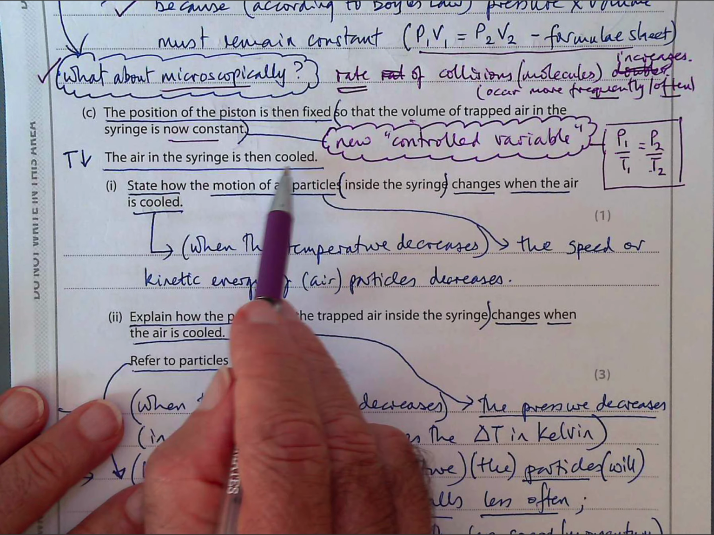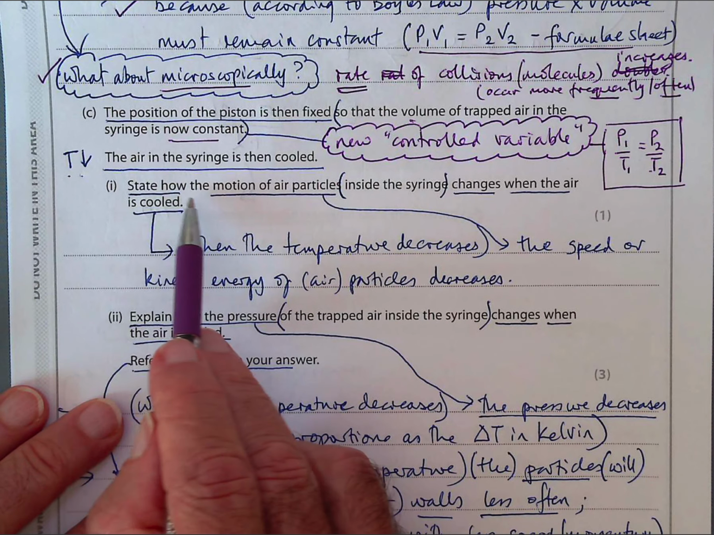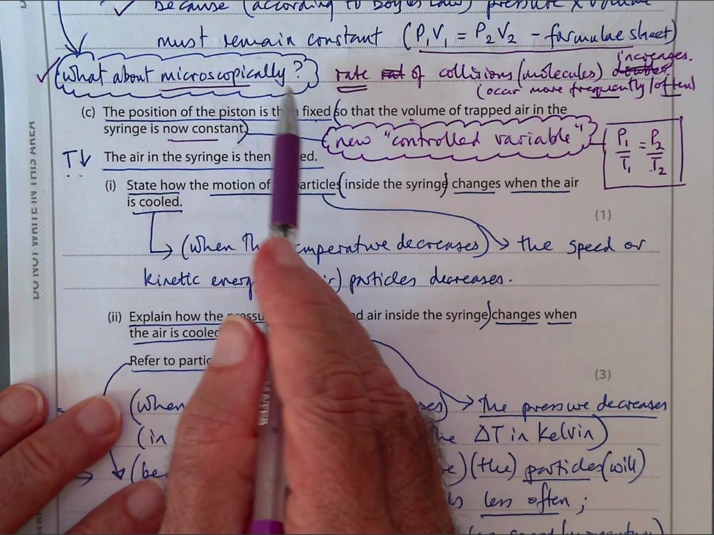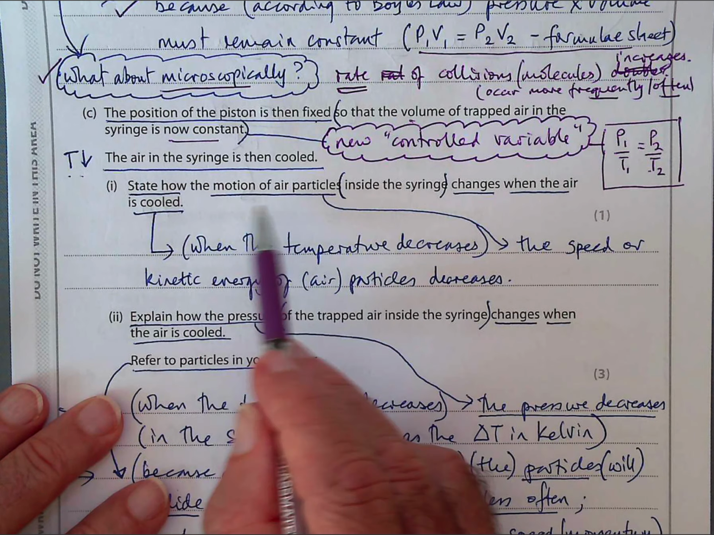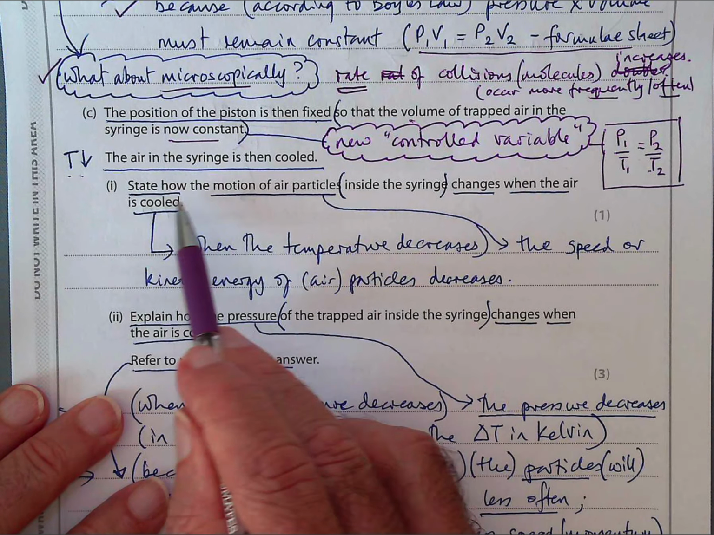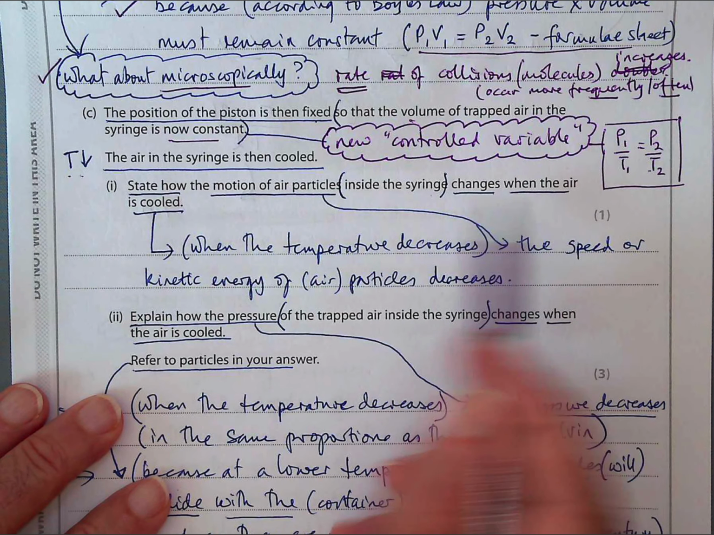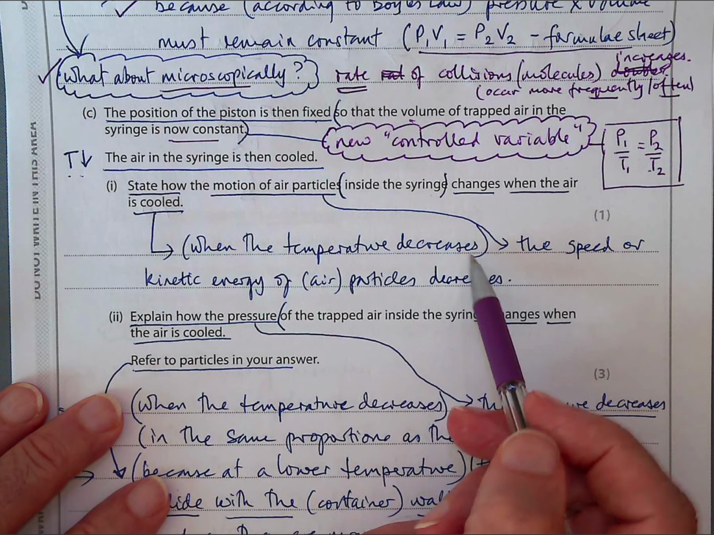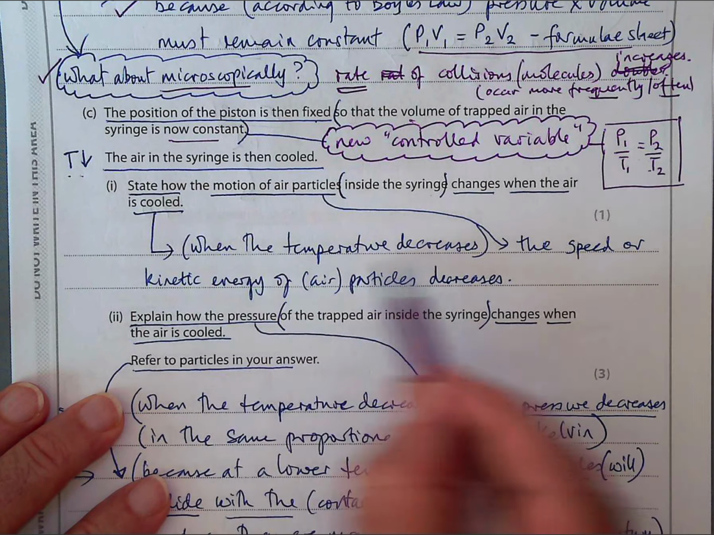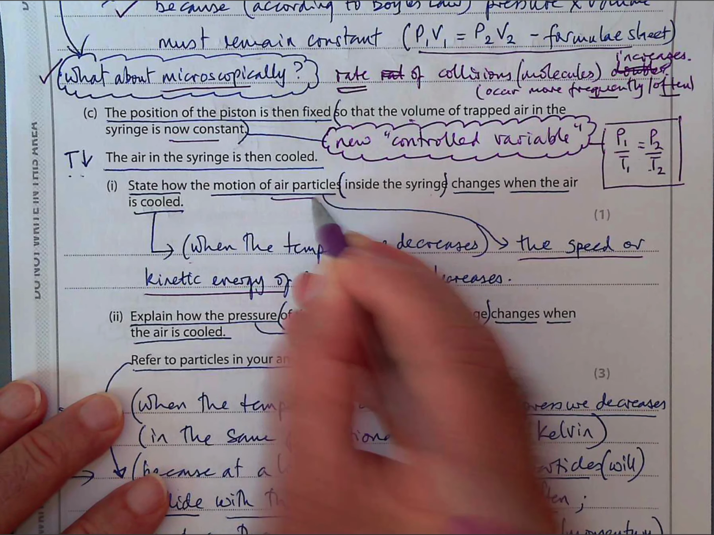All right, so the air in the syringe is then cooled, so temperature goes down. State how the motion of the particles changes, so here we had a question microscopically, so they're now going into the microscopic aspect of it. How the motion of the particles inside the syringe changes when the air is cooled. When the temperature decreases, yes, so I would put this in, even though I put in brackets means it's not on the mark scheme, means that's not the key point, but you still need to communicate, yeah? The speed or kinetic energy decreases. As long as you got this bit, the speed or kinetic energy of the particles decreases.